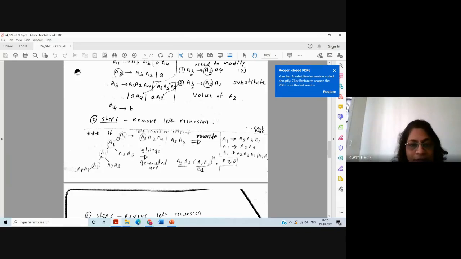Here, what is this? This rule is A1 is equal to A1 A2 A3. So what is the meaning of this rule? A1 is a variable, a single variable at the left hand side, and the right hand side is made up of 3 variables. And what are the 3 variables? A1, A2, A3. And A1 is represented in the form of A1. So here the recursion is there. But the recursion is a left recursion.